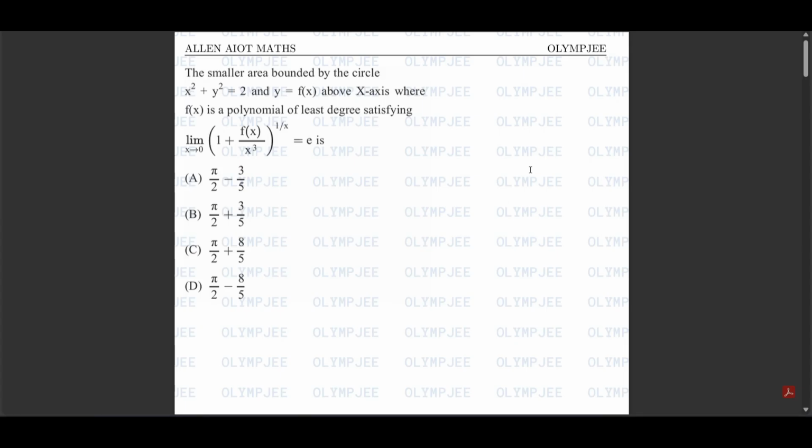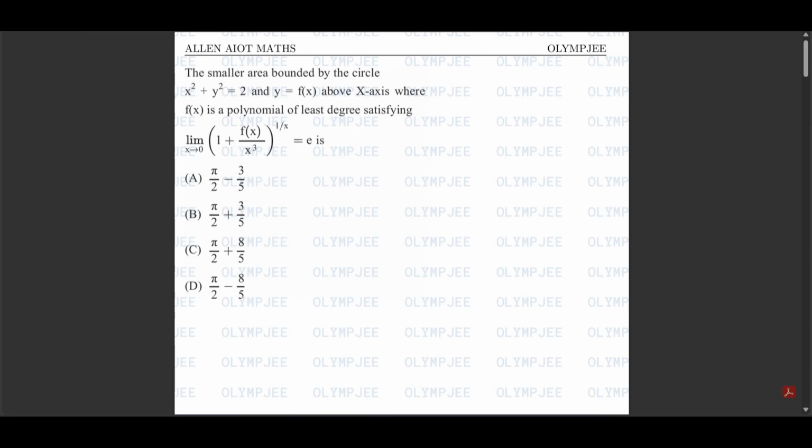So let us begin. The first question says that the smaller area bounded by the circle x square plus y square is equal to 2 and y is equal to f of x above x axis, where f(x) is the polynomial of least degree satisfying limit x tending to 0, (1 plus f(x) by x cube) whole raised to power 1 by x is equal to e. Okay, so this is a nice question which is combining limits with area under the graph.